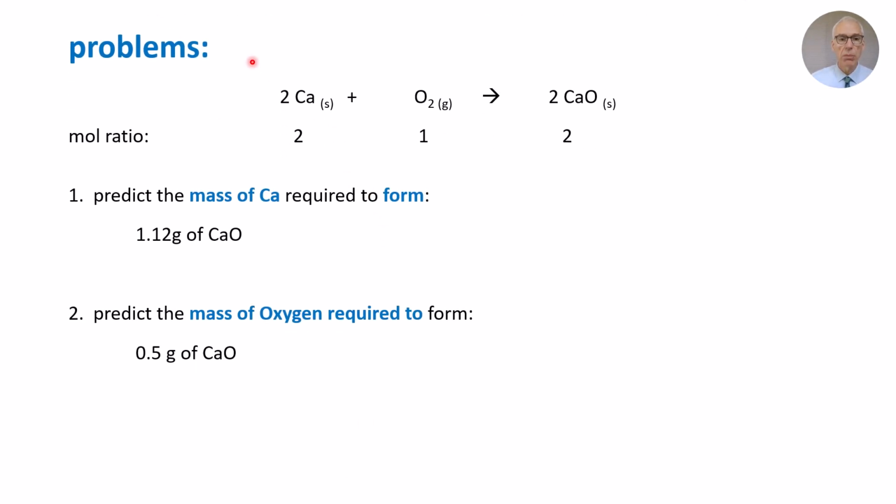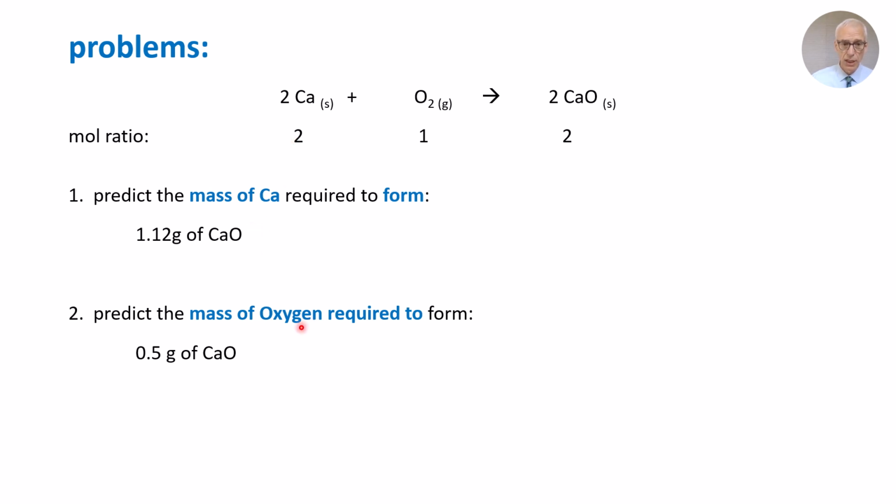So here are a couple of problems with a slight variation. Instead of calculating the mass of the product formed, can you calculate the mass of calcium required to form 1.12 grams of calcium oxide? So we know the mass of calcium oxide. What would be the required mass of calcium?